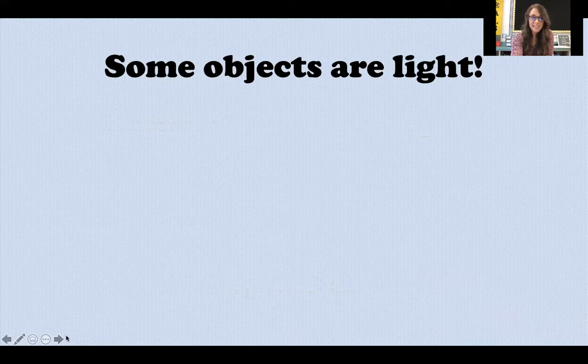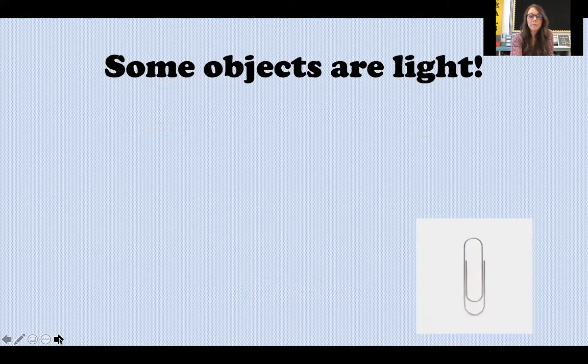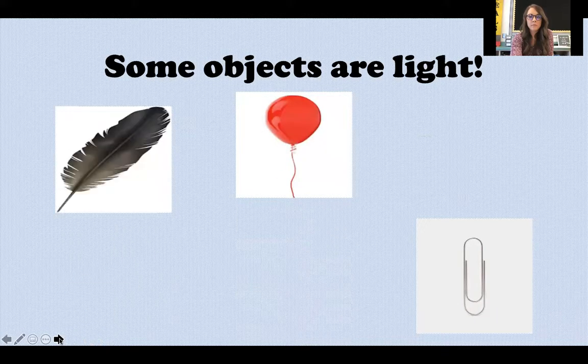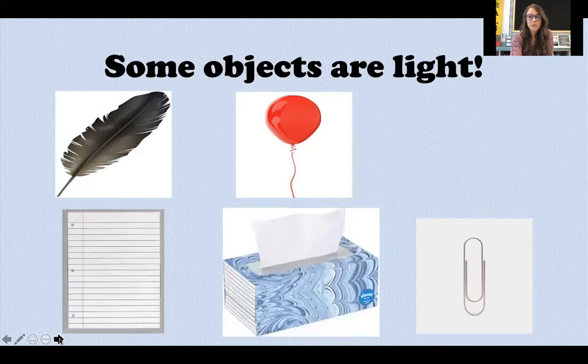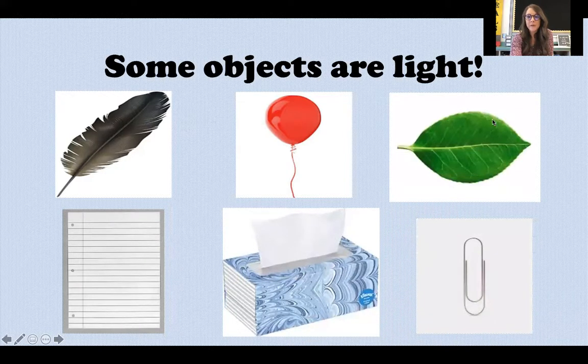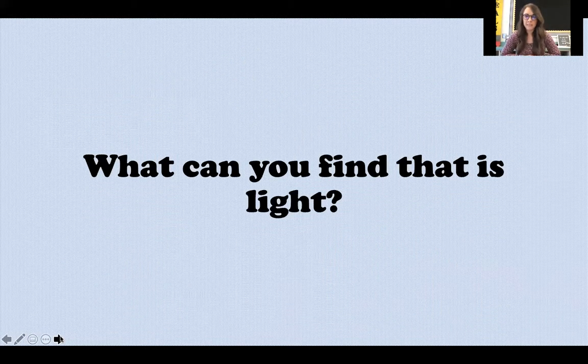Some objects are light. These objects are easy to pick up. A paper clip, a balloon, a feather, a piece of paper, a tissue, and a leaf. All of these objects are light and easy to pick up. What can you find that is light? So again, I want you to look around. You don't need to get up and go grab it and bring it over. Just stay where you are, look around and see what you can find that is light or easy to pick up.